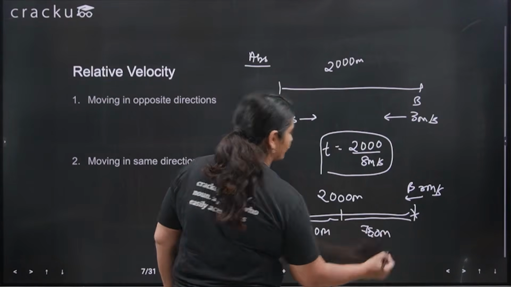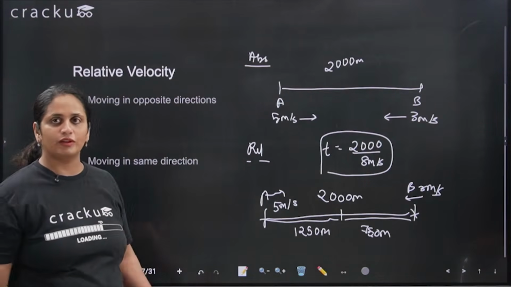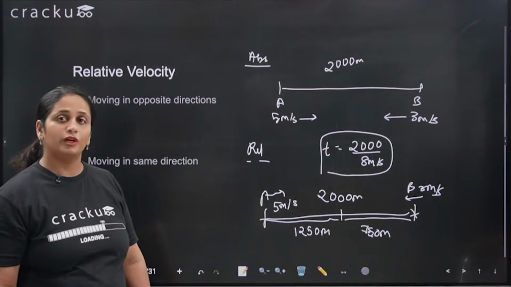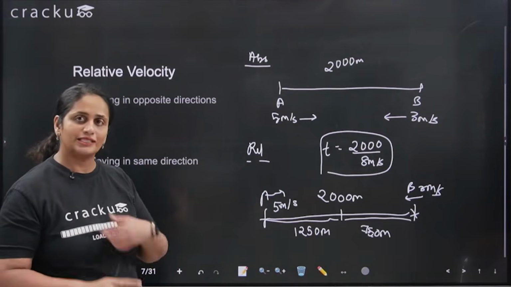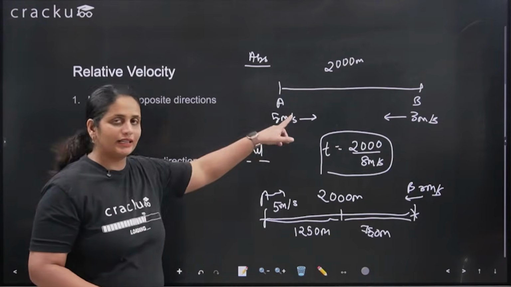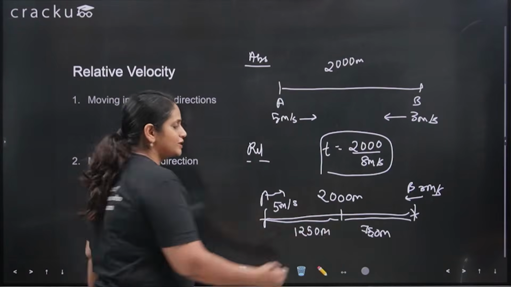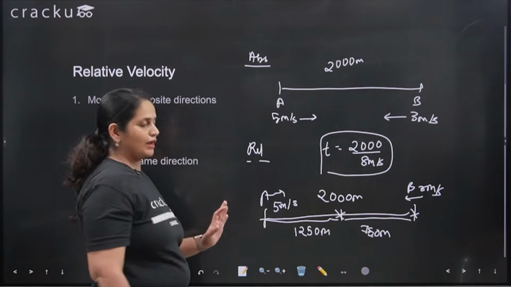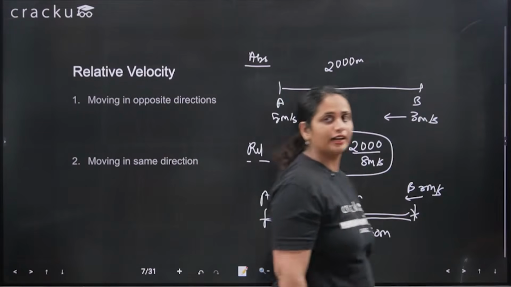So in either frame, relative or absolute, you can find out the time that they will meet. But to find the point that they meet, always consider only the absolute frame. First calculate the time they would take to meet from the relative frame, then multiply that by the actual individual speeds to figure out the actual point of meeting, which is somewhere over here, 1250 meters from the starting point of A and 750 meters from the starting point of B.